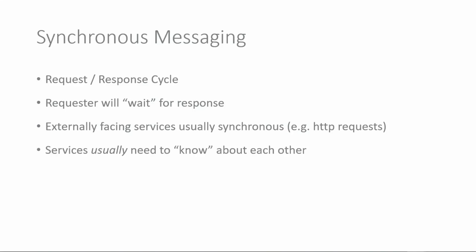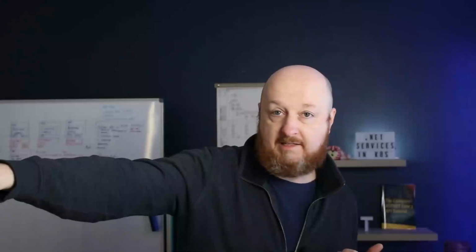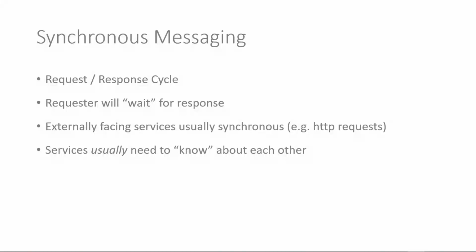Synchronous services usually need to know about each other. So as a requester, I need to know exactly, explicitly, which service I need to request for some reason, and I need to know where it is. Now, I put usually in brackets because there are things like service discovery and service meshes and all that kind of stuff where you can maybe have that kind of automatic service discovery. We're not covering that here today. So for the most part, if you're making a synchronous request to an endpoint, you need to know where that endpoint is.